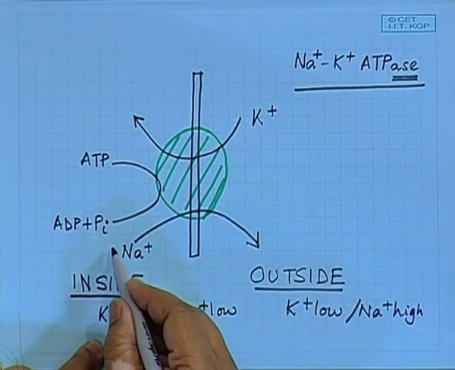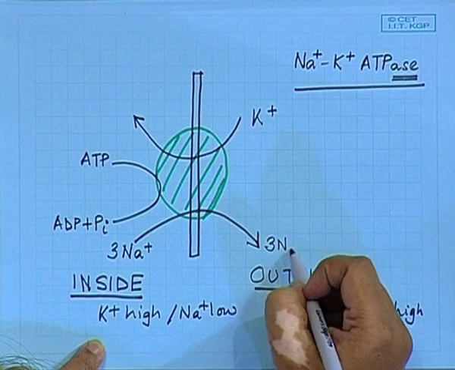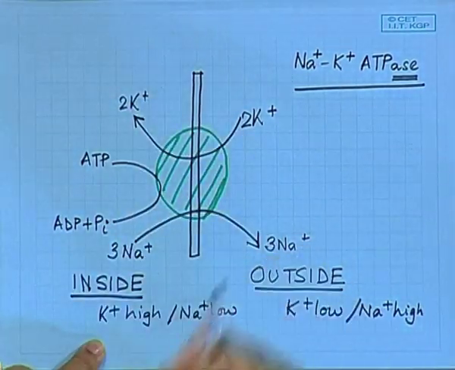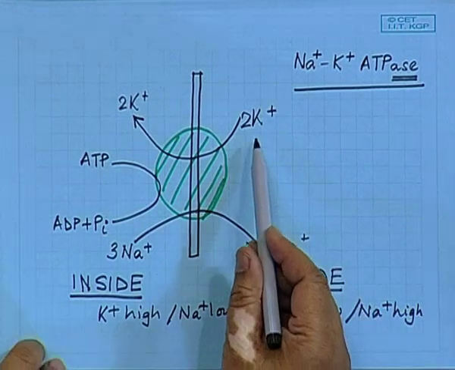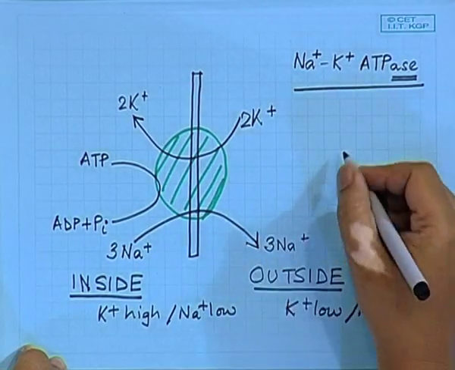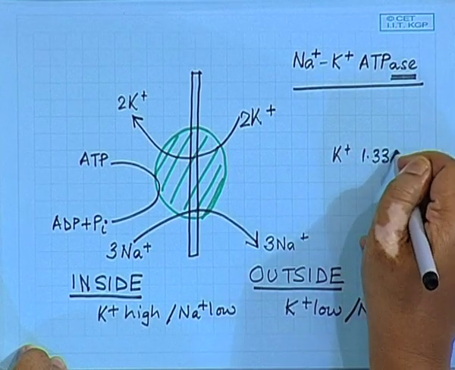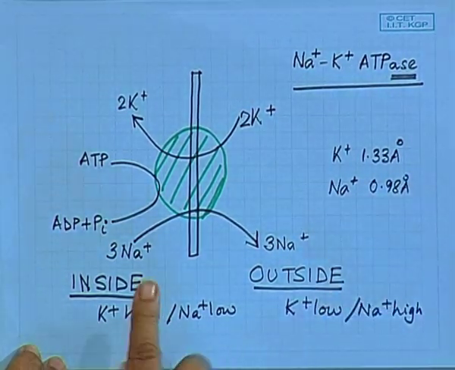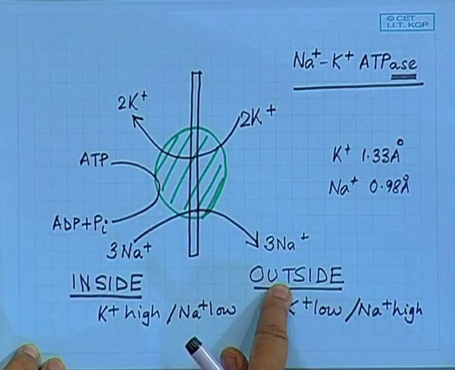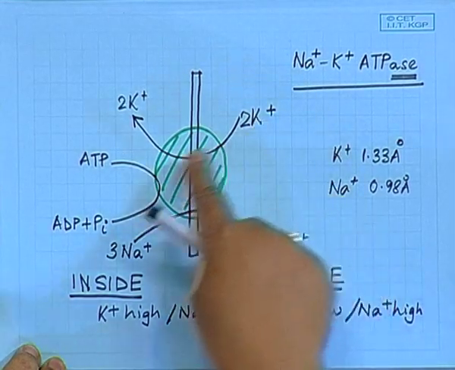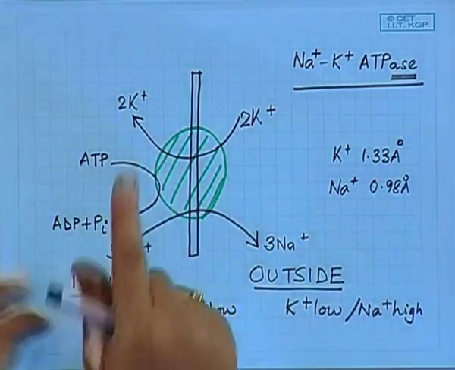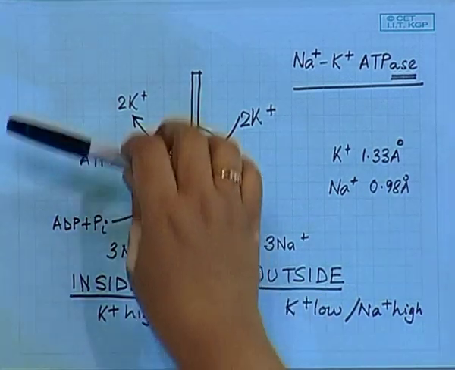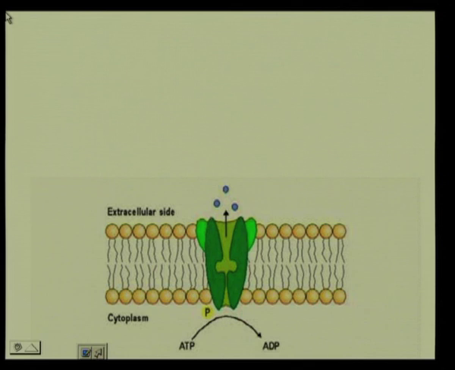Now, the carrier protein works such that it takes out 3 sodium and brings in 2 potassium ions for every cycle that it goes through, because it is built in such a manner. You understand that the K plus ions are larger in size. The K plus is about 1.33 angstroms and the Na plus is 0.98 angstroms. So, 3 of these Na plus are brought from the inside to the outside and 2 of the K plus are taken from the outside to the inside, and then this is ready to take the sodium outside again, because you have to get it back to where it started from, just like an enzymatic reaction. So, let us see how this works.